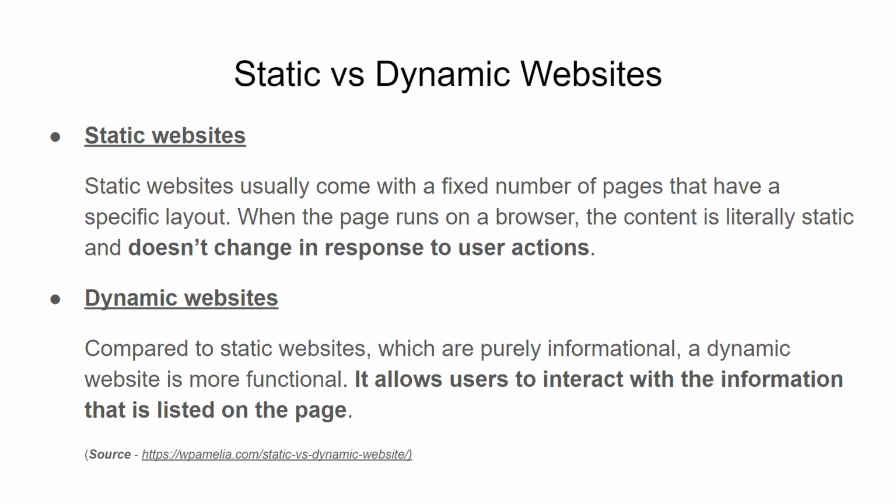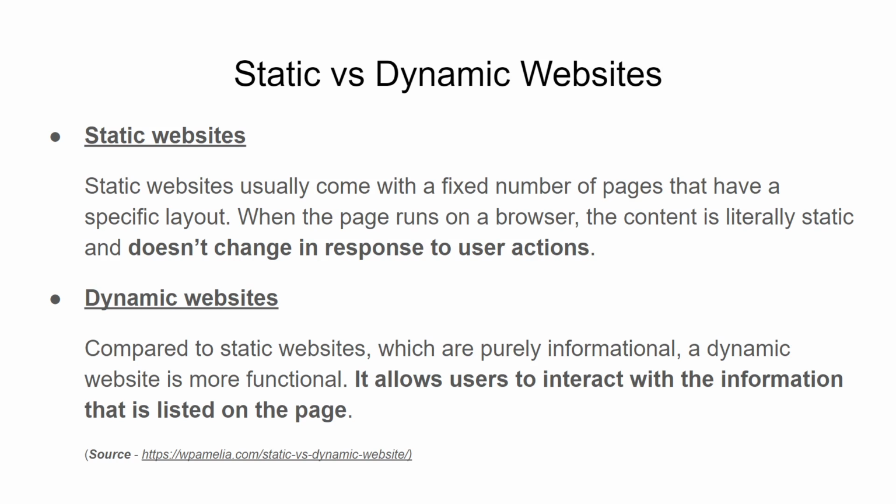So we talked about static websites. First of all, what are static websites? Static websites usually come with a fixed number of pages that have a specific layout. When the page runs on a browser, the content is literally static and doesn't change in response to user actions. It also doesn't change with respect to different users looking at it. It's the same for every user. On the other hand, dynamic websites allow the users to interact with the information that is listed on the page, and also they can make changes to the content on the page.